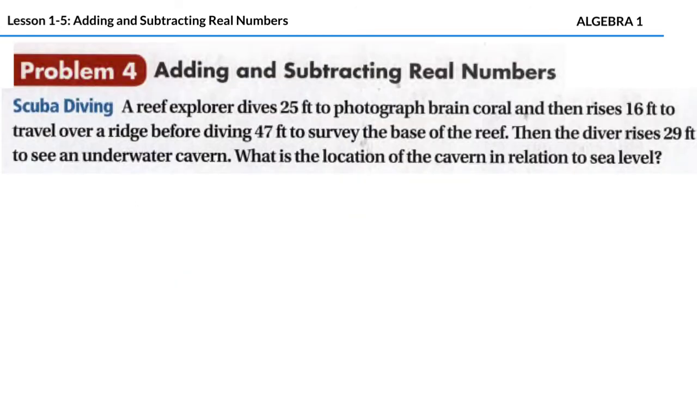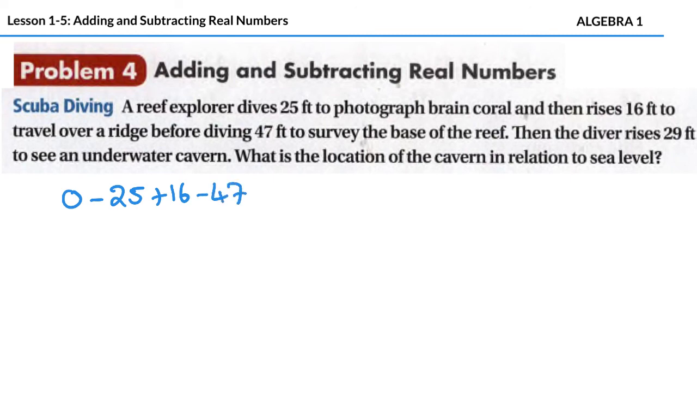Let's look at this problem now. Scuba diving. A reef explorer dives 25 feet to photograph brain coral. Dives means he is going down. He is at the sea level, so his distance is 0. Dives 25 feet, meaning goes down, negative 25. And then rises 16 feet to travel over a ridge. Rises 16 feet, so plus 16. Before diving 47 feet to survey the base of the reef. So again he dives 47 feet, so minus 47.